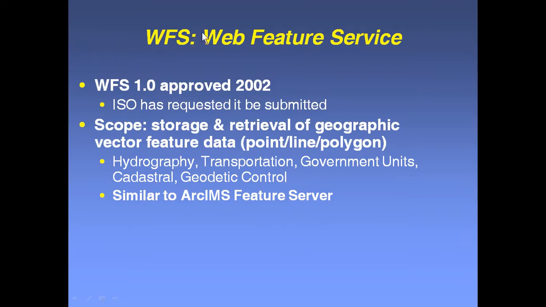Then coming to WFS, that is Web Feature Service. WFS 1.0 was approved in the year 2002. ISO has requested it to be submitted. The scope is storage and retrieval of geographic vector feature data, that is point, line, polygon, used in hydrography, transportation, government units, cadastral and geodetic control. And this is also similar to the ArcGIS feature server.